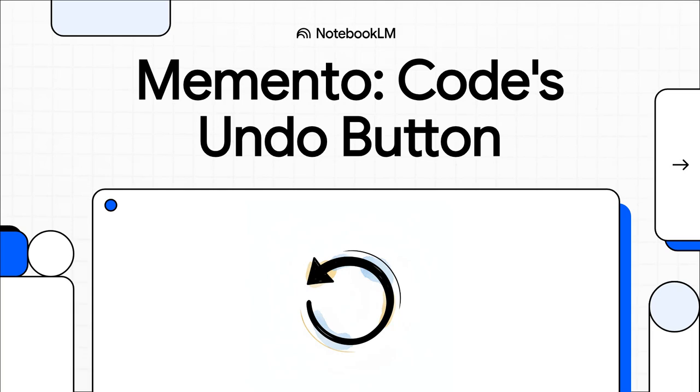Have you ever hit Control+Z and just stopped and wondered, how in the world does that actually work? That little bit of time travel magic we use every day? Well, it's not really magic. It's just some seriously clever engineering. Today, we're going to pull back the curtain on the Memento design pattern, which is basically the secret sauce behind your code's very own undo button.